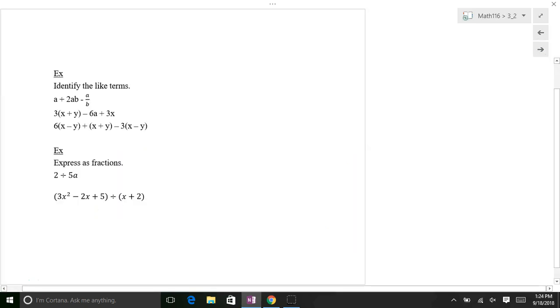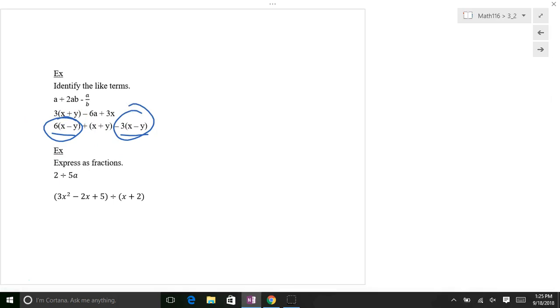Okay. Identify the like terms here. You're looking at the A, there's no other just A's. You're looking at the 2AB, there's no other just AB's. And you're looking at the A over B. Again, no like terms on that. Second one, is there any other X plus Y terms? There's not. And then there's just an X term. No other like terms. Is there any other X minus Y's? Well, there's another X minus Y. So those two are like terms on that.